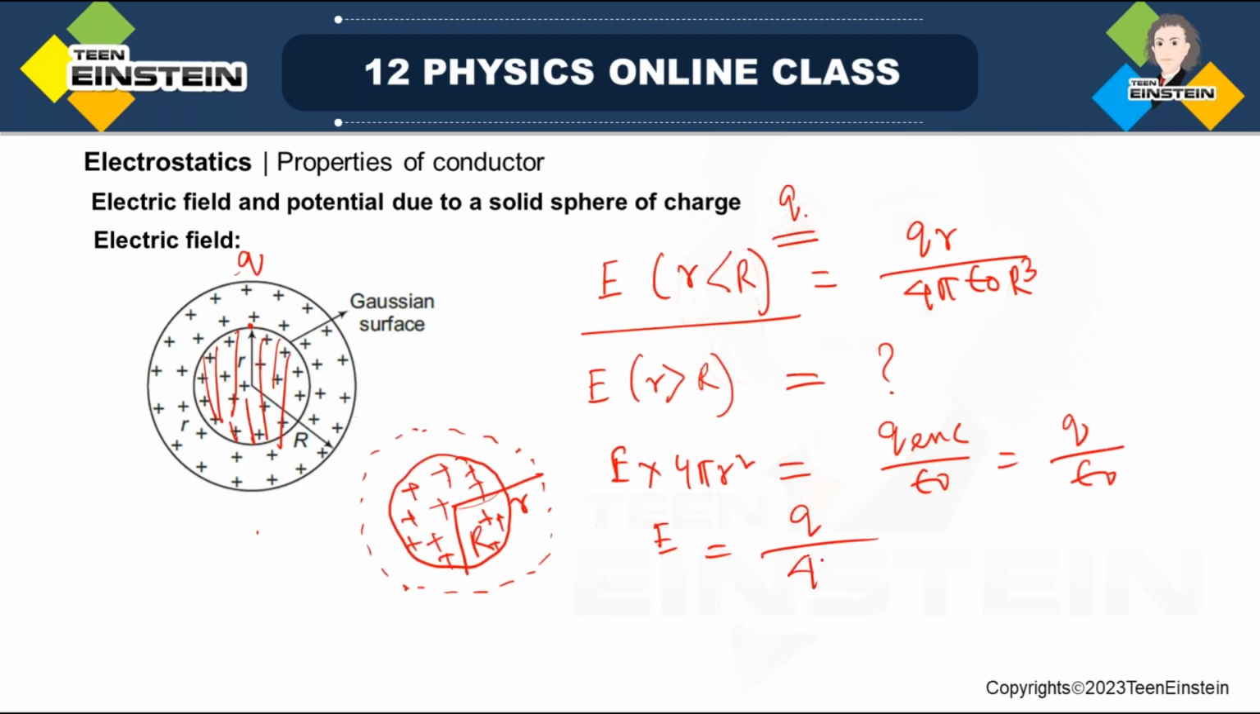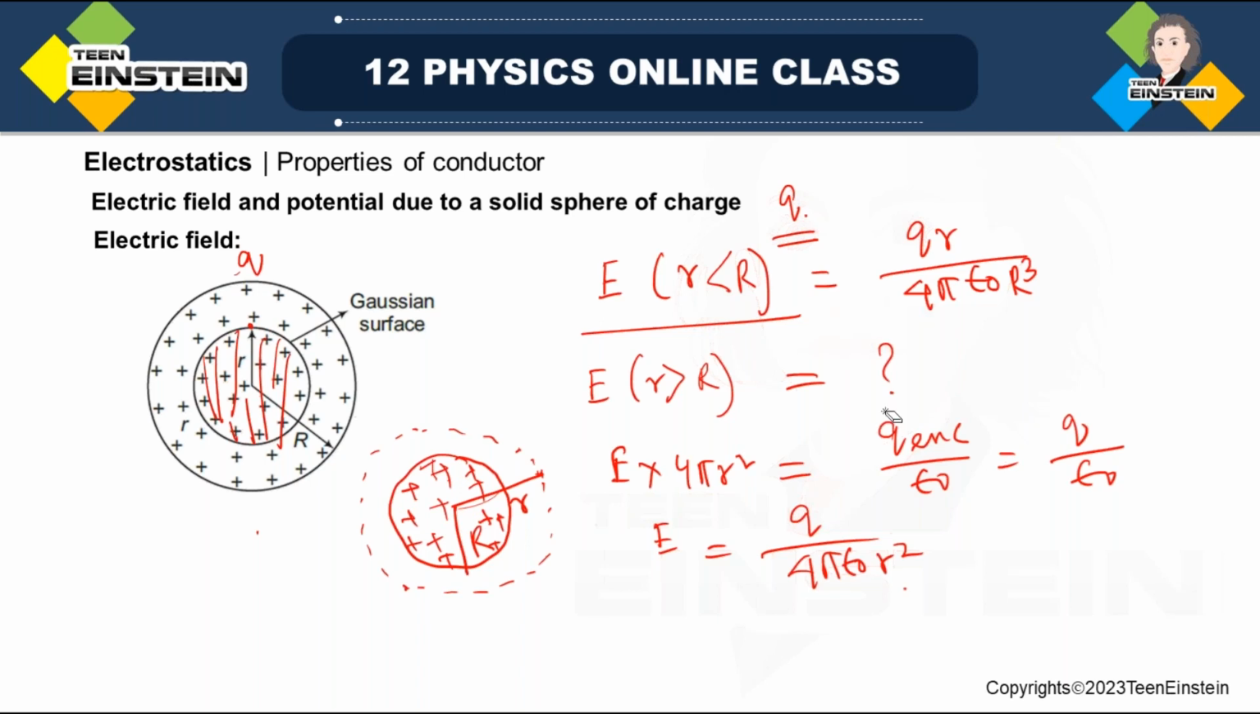That is Q by 4 pi epsilon naught r square. You can see the result is just like a point charge. Electric field at any point r due to a point charge we get Q by 4 pi epsilon naught r square. Here also, electric field at any outer point due to a solid sphere resembles the point charge itself, as if the whole charge of the sphere is concentrated at the center of the sphere.